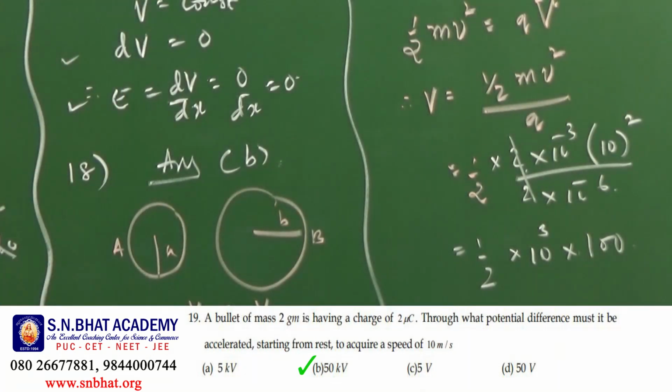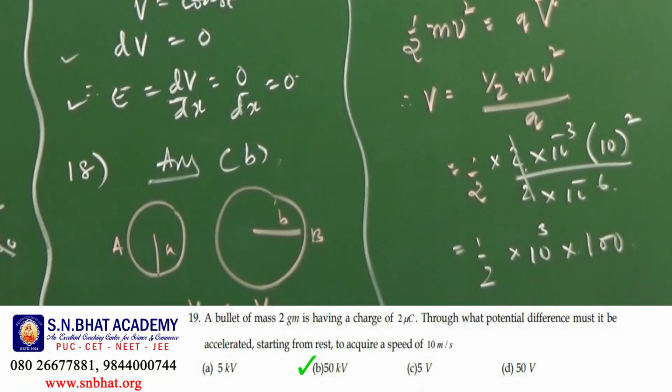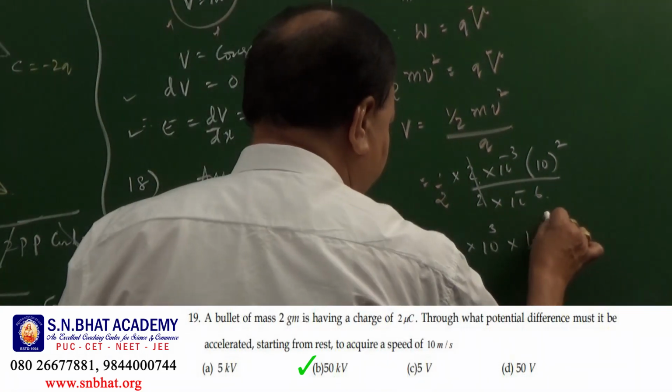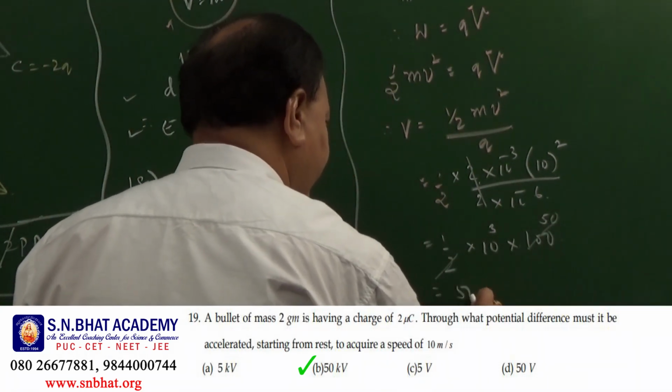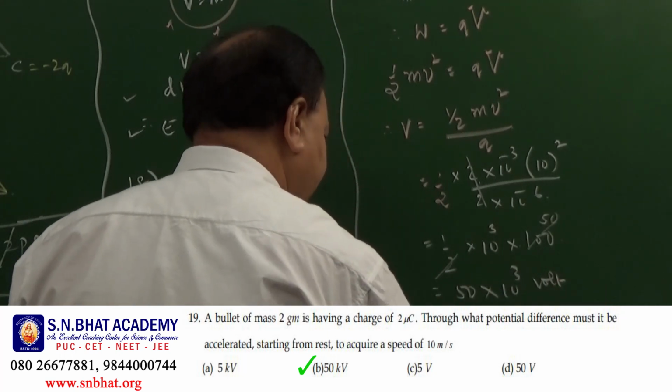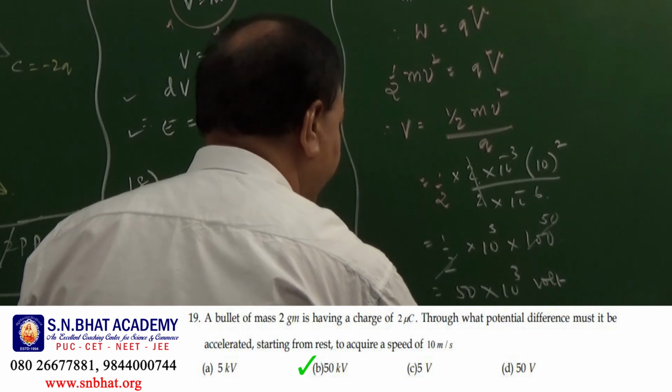Look at the answers there and see what is given. So looking at the answers you will come to know that it is equal to 100, and it is equal to 50, and therefore it is 50,000 volt. 50,000 volt, or it is equal to 50 kilovolt.